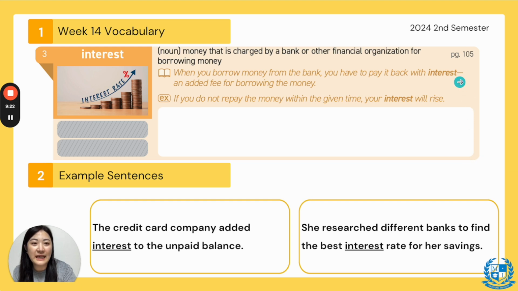Also, when you see a line like this here, what it says after is basically going to be defining the word before. So an added fee for borrowing money is what interest is here. Let's read our example together. 1, 2, 3. If you do not repay the money within the given time, your interest will rise.